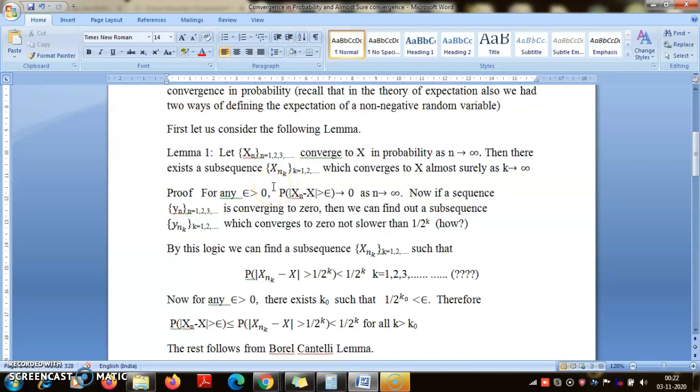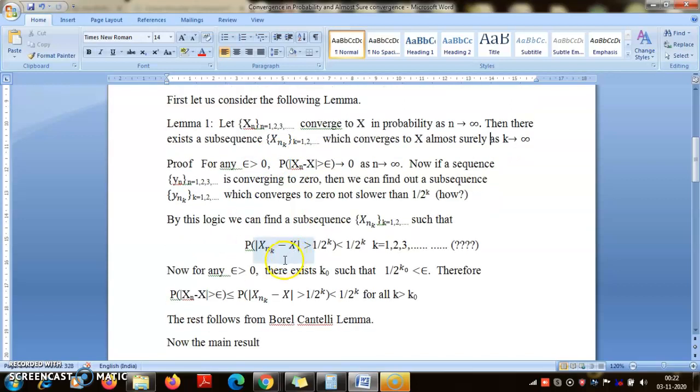Before I formally talk about the proof, I would draw your attention to this fact. Suppose I have a non-negative sequence Yn which is converging to 0. You don't know its rate. It may go at the rate 1 by n, or it may go to 0 like e to the power minus n, or it may go to 0 like 1 by log n. We don't know about its rate. But my claim is that give me any sequence that goes to 0, and from there I can extract a subsequence that will converge to 0 not slower than 1 by 2 to the power k.